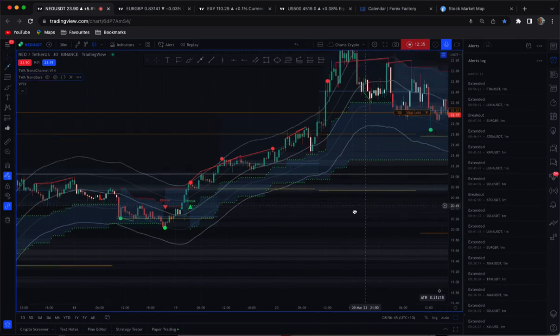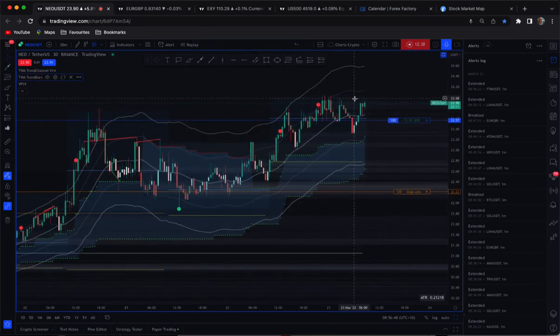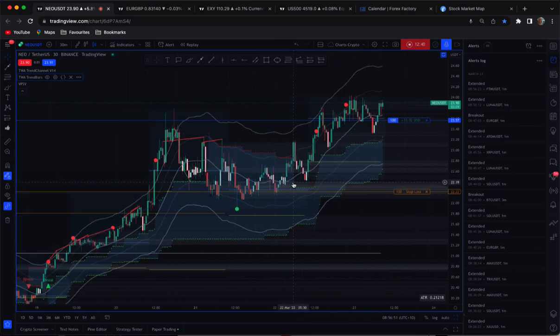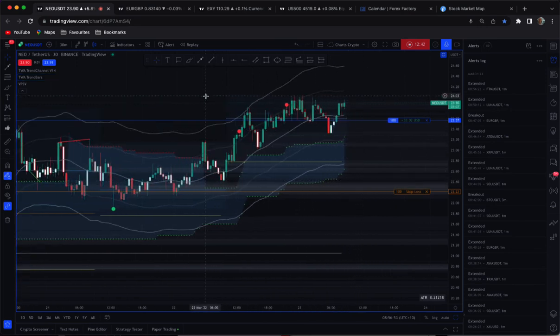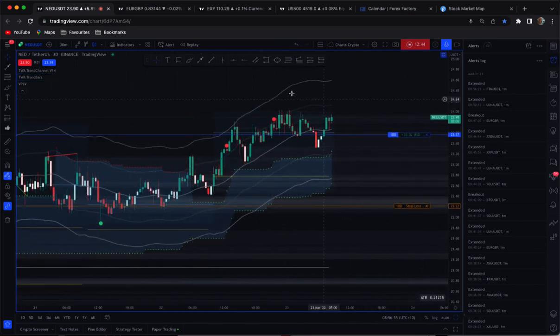Okay, guys, look, if this rotates and gives us another opportunity, I'm back in. I think I like the setup. I like what I'm seeing.